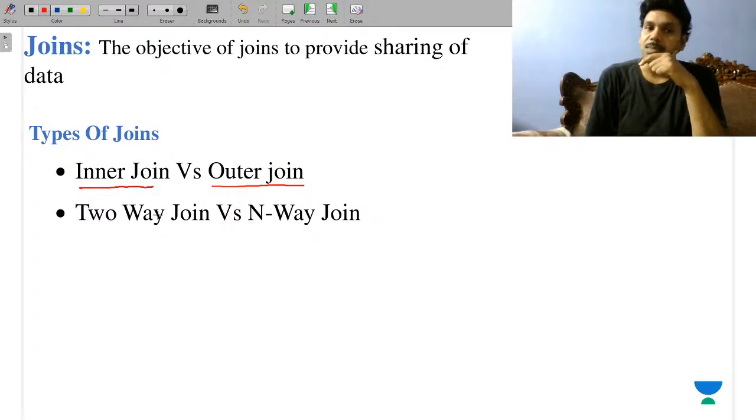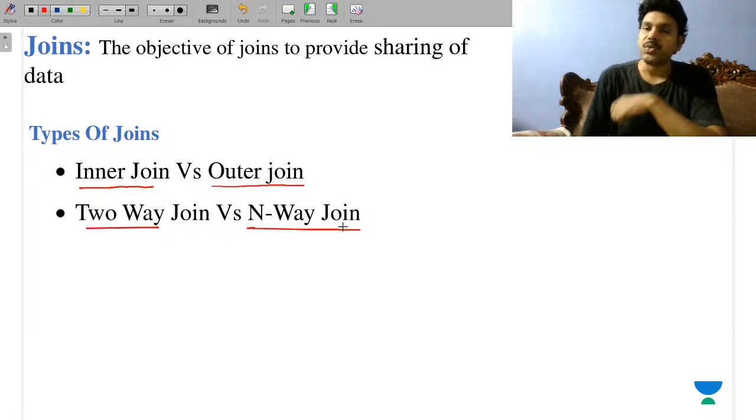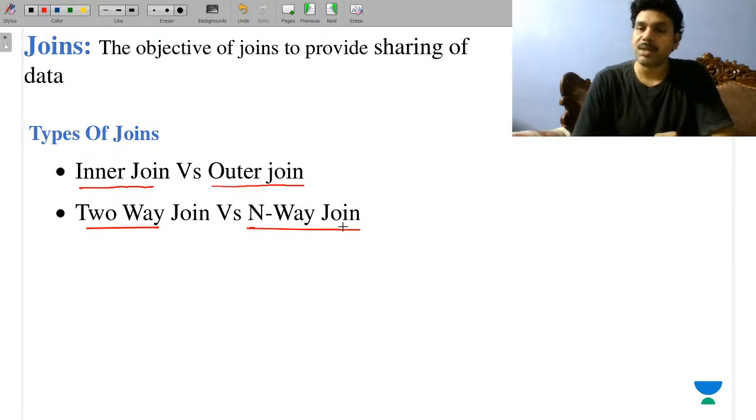The other type of join is called two-way join and n-way join. Two-way join is where two instances are being shared in order to get the data, whereas in n-way join multiple table instances are used to get the data.